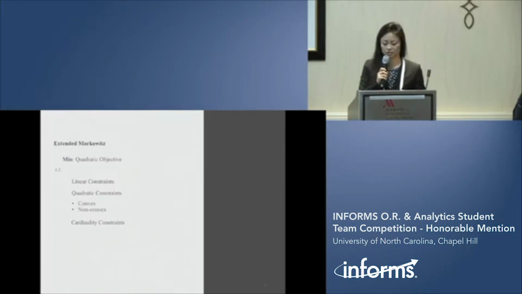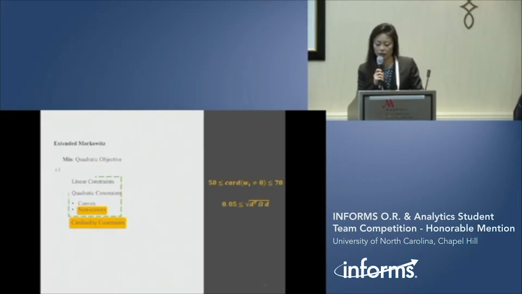We're not oblivious to the fact that we're one of the last teams to go, so we won't bore you with the problem formulation once again. But very briefly, this is the original model that was given by the problem statement. We seek to minimize the objective function such that the linear and quadratic constraints are well satisfied. At the same time, we seek to satisfy the cardinality constraints.